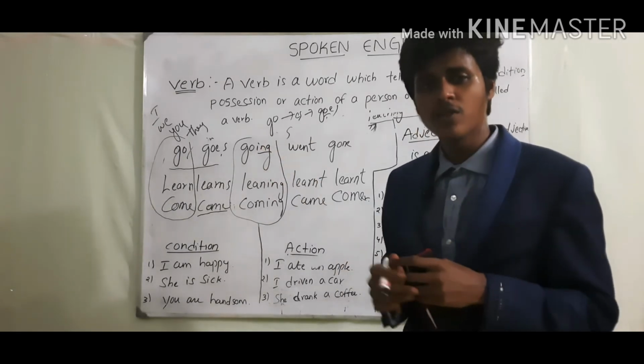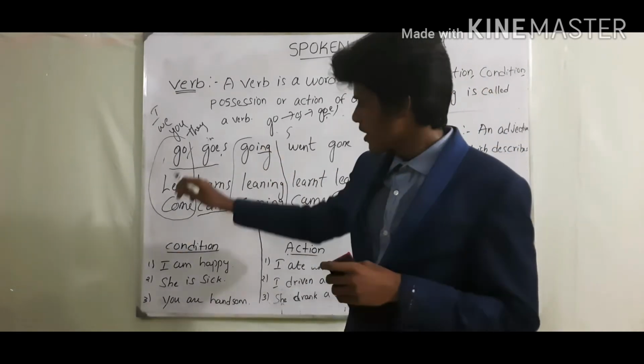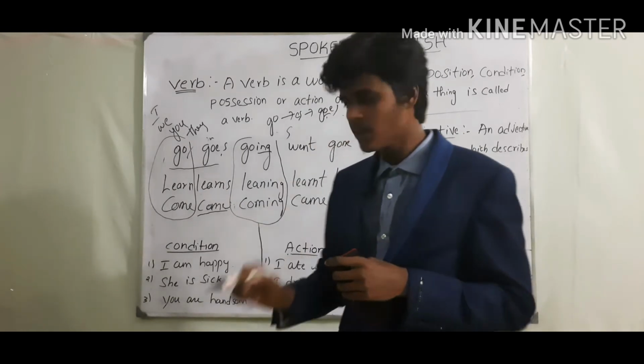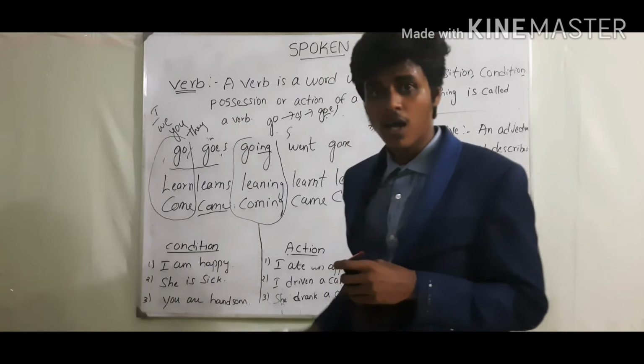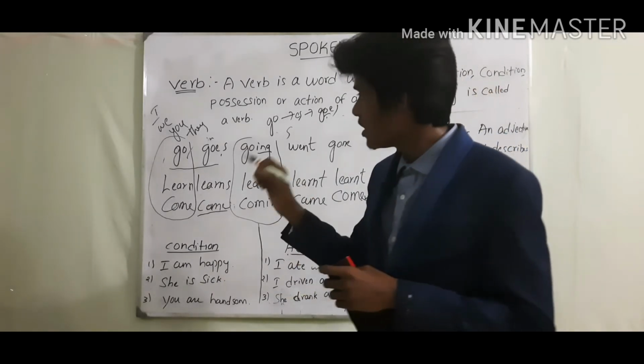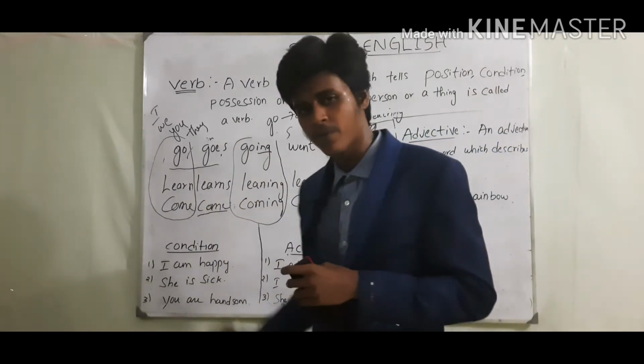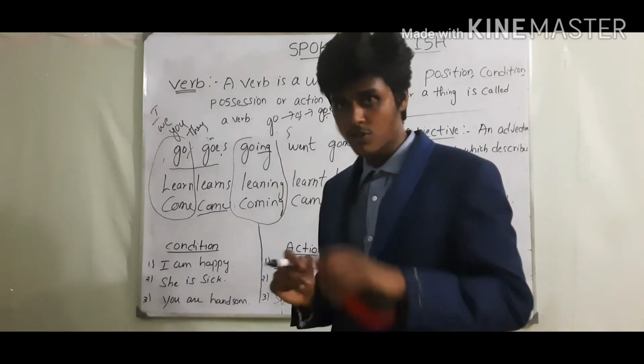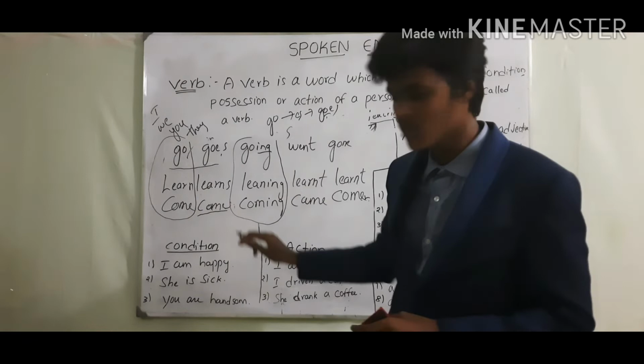Irrespective of the subject, why did I say that? For example, here I said, if the sentence starts with I, you, we, they, then you should use this base form. If the sentence starts with he, she, then you should use this base form. But irrespective of the subject, if you want to refer to the continuous action, then you should use this form. This is the third form.